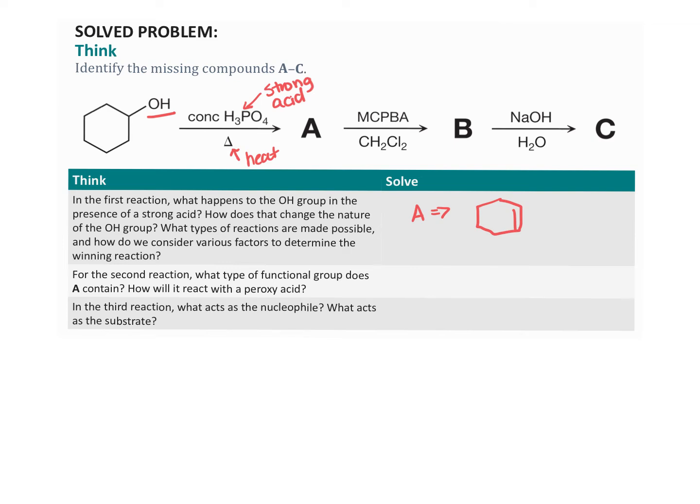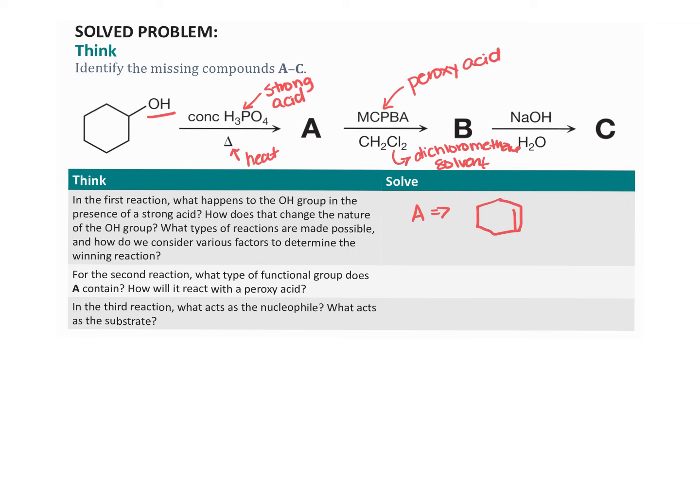So for the second reaction, what type of functional group does A contain, right? Well, we've synthesized A. We know it's got a double bond. And so now we need to look at the reagent, right? We need to recognize that this reagent is a peroxy acid. That's the reagent. And we also need to recognize that this is dichloromethane, and that's a solvent, and we need to ignore that, right? Because that's just a solvent. So the main thing that's happening here is we have an alkene reacting with peroxy acid. We just saw that mechanism.